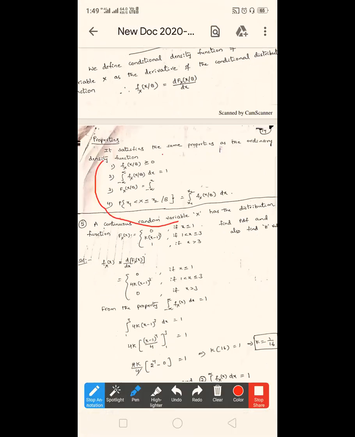If you want proofs, I will give proofs also for this. So these are the four properties given for you for conditional density function. Next, can we solve the fifth problem?